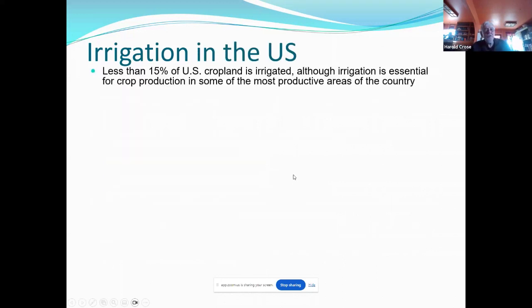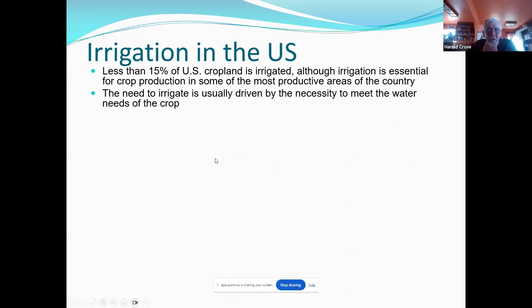So irrigation in the U.S.: less than 15% of the cropland is irrigated, although irrigation is essential for crop production in some of the most productive areas of the country. We're beginning to look at irrigation in the light of food security now as well. Some of the areas in California that are going dry will affect local markets as well as regional markets. And so irrigated land is extremely important in the scheme of things as food security and providing the foods and fibers that we need as a population.